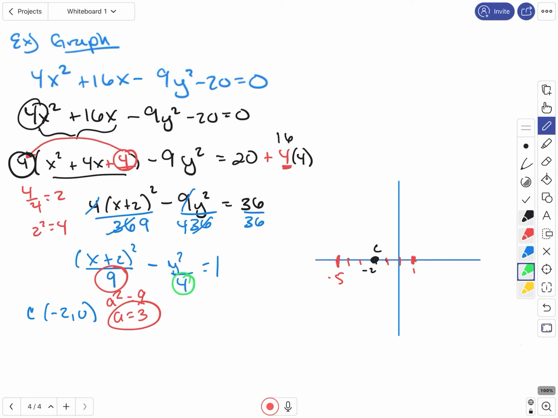The number under the y value is 4. So that means the square root of that is 2. So we're going to go up and down 2. 1, 2. And down 2, 1, 2. And it gives us the edges of our box, through which we can draw our diagonal lines, giving us our asymptotes.